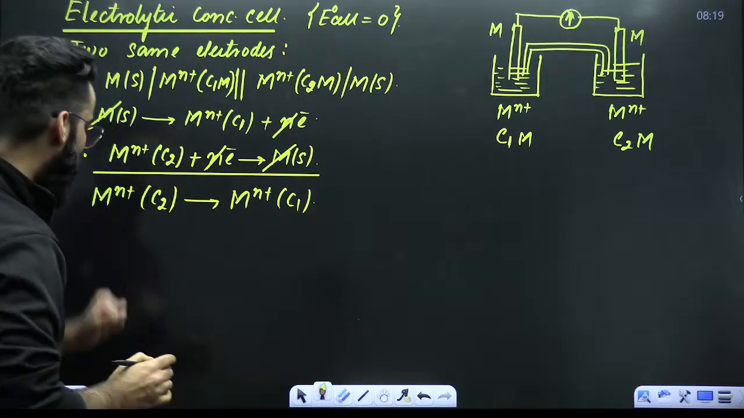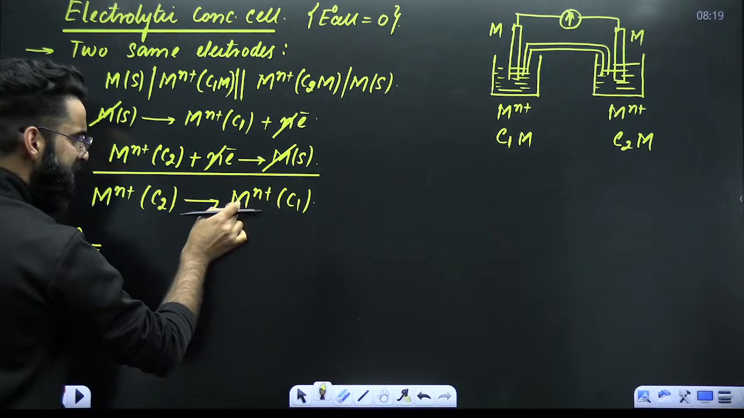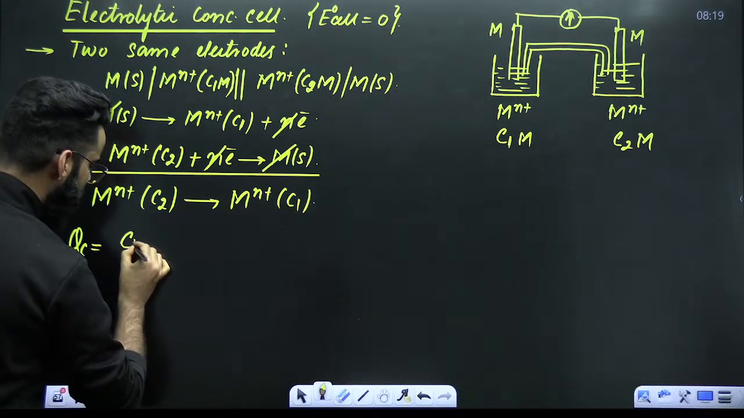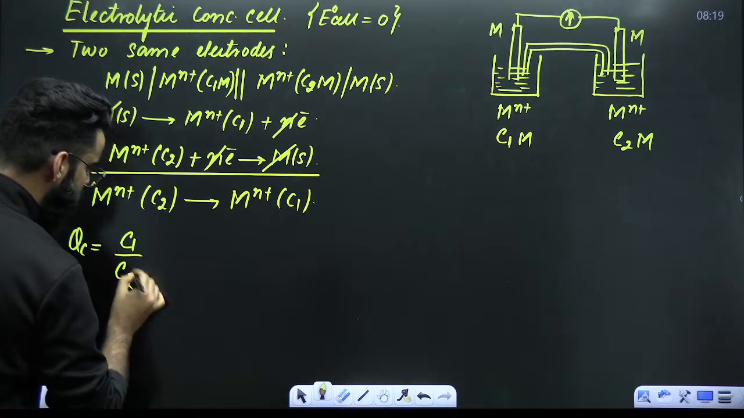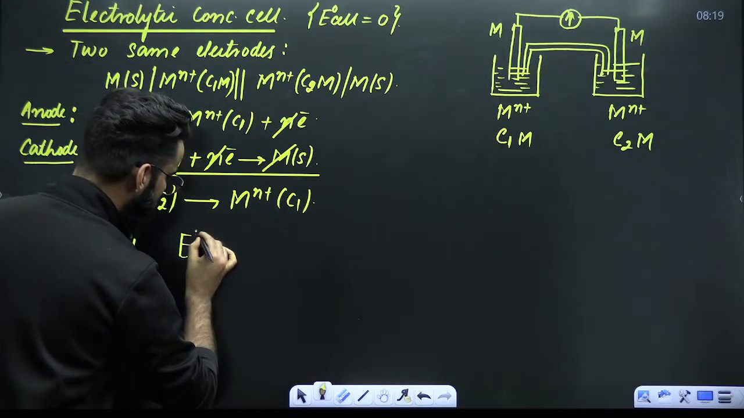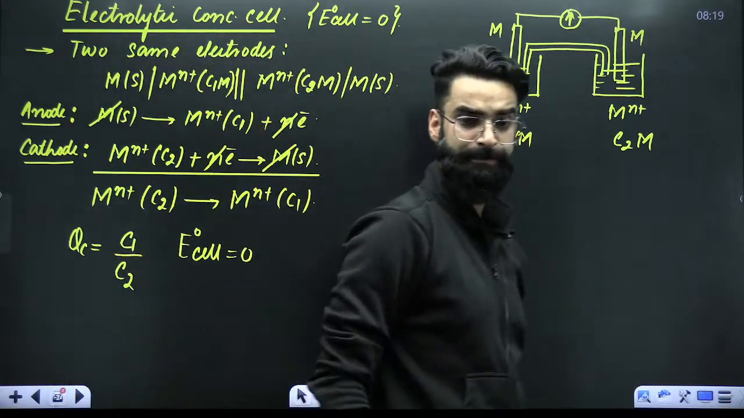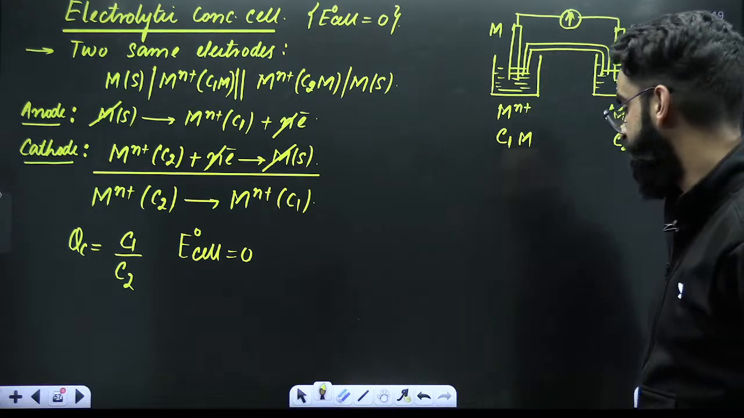Now, my dear students, if I ask you about the QC value? QC is going to be the concentration of Mn+, that is C1, divided by the concentration of Mn+, that is C2. C1 divided by C2. Simple. If I ask you about the E naught cell value? E naught cell value will be equal to 0 only because we are using two same electrodes, right? Now comes a point.